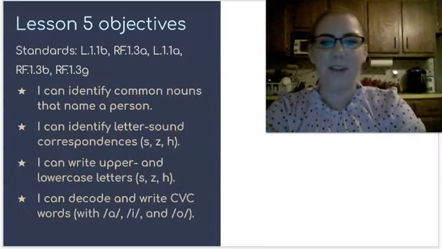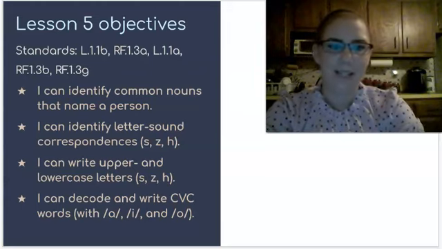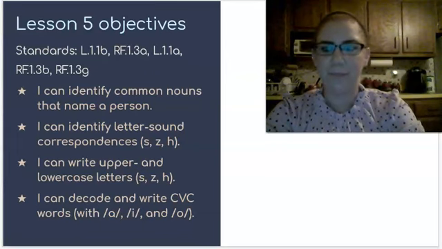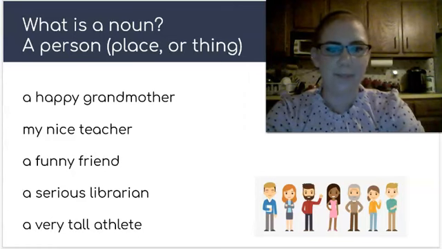Today's objectives are to identify common nouns that name a person, identify letter-sound correspondences, write upper and lowercase letters, and decode and write CVC words. First, we're going to start with some nouns. Today we're going to talk about nouns that name a person.